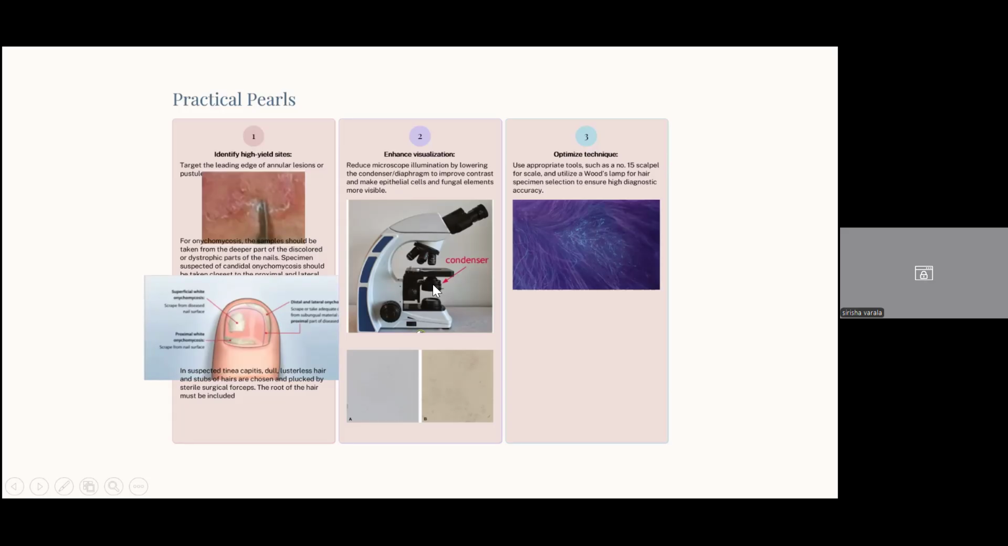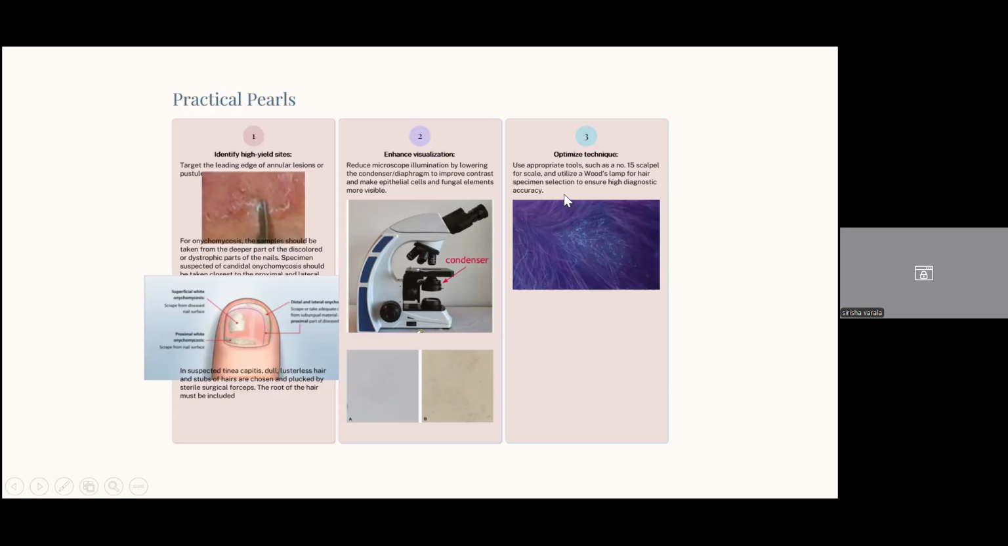If you want to see fungal elements, the condenser has to be down. You have to lower the condenser. So if the condenser is up, you have to lower the condenser, that is when you will be able to see the fungal elements in epithelial cells more clearly. I don't know if you can appreciate, but the first picture is when the condenser is high. It will not be visible. The second picture is when you lower the condenser, that is when you will be able to appreciate the fungal elements.